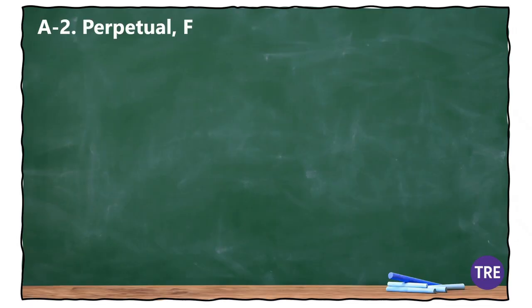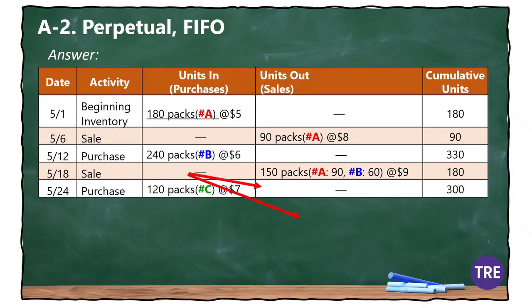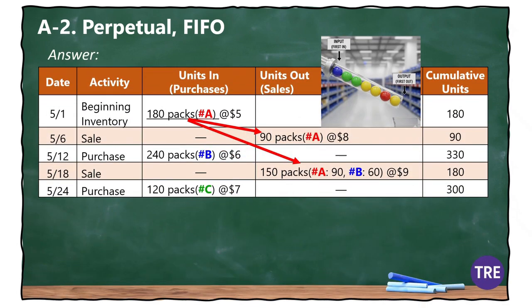Now let's see how the results change under FIFO, first in, first out. This method assumes the earliest units purchased are sold first. So, the 90 units sold on May 6th all come from Batch A. When EcoMart sells 150 more units on May 18th, FIFO continues from the oldest layer, the remaining 90 from A and then 60 from B.